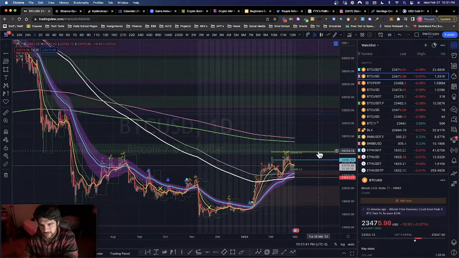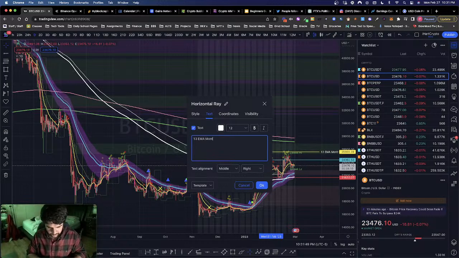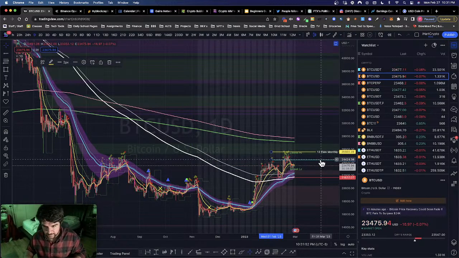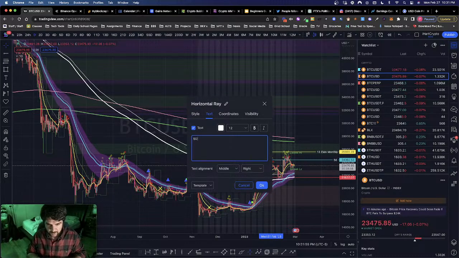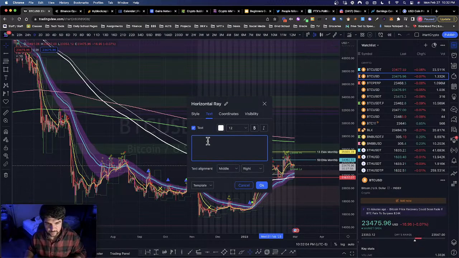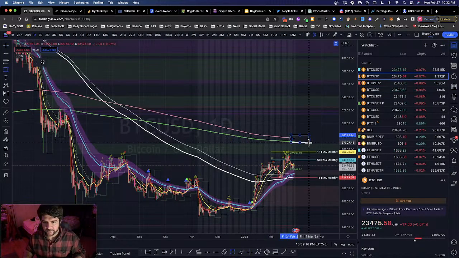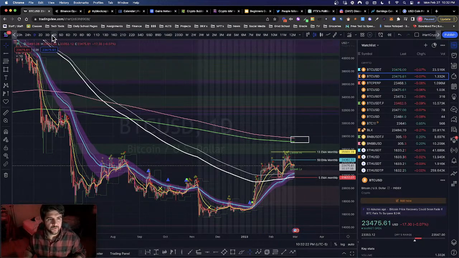So these are our monthly. We're going to mark those out on the chart real quick. So this is our 13 EMA monthly, our 50 EMA monthly, EMA monthly. Let me just put a little box around this real quick, and see what else is up there as far as EMAs go.